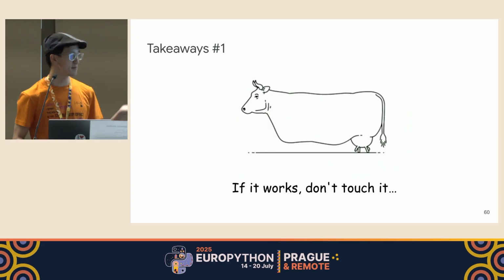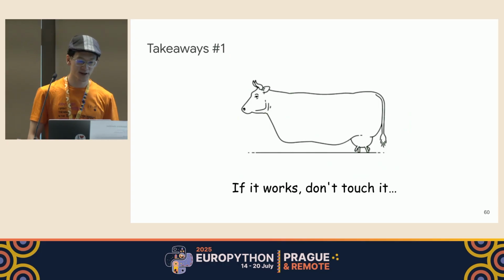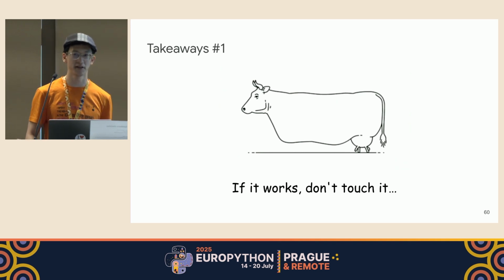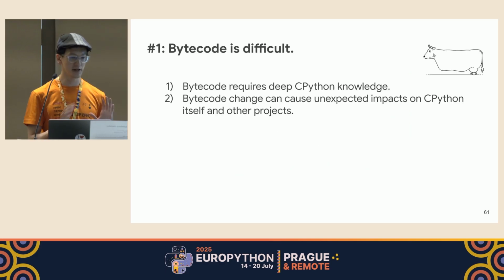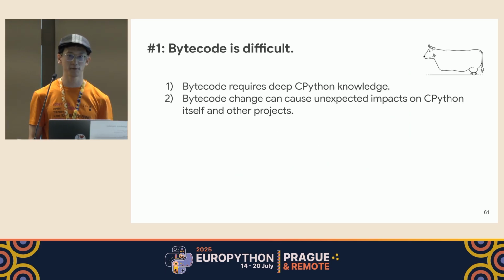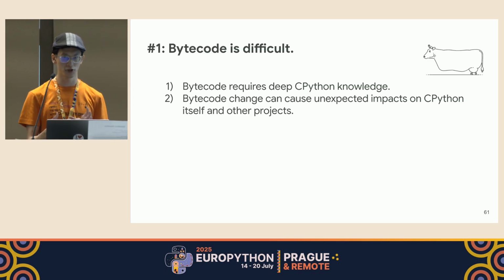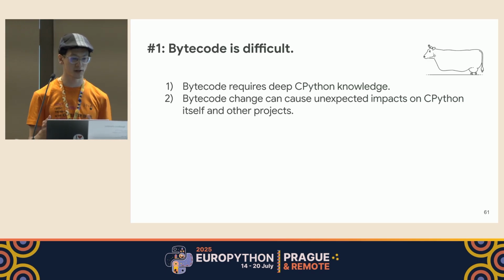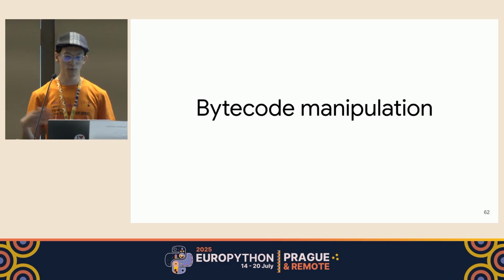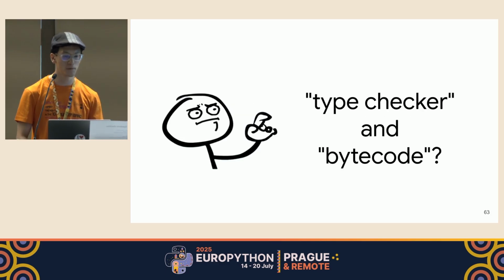Okay, so I hope this meme explains this well. I think basically, when we touch software we know, if things work, then just don't touch it. And it's just so complicated, and that's why nobody touches it. So actually, the true takeaway here is bytecode is very difficult. It requires a deep CPython understanding, and it also requires understanding of the change impact to other projects and even CPython itself. So we can move on to the bytecode manipulation now.